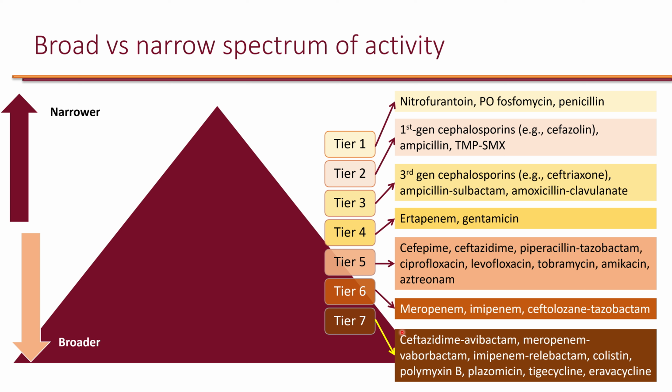And in most hospitals, tier 7 and as well as sometimes some agents from tier 6, such as ceftolozane tazobactam, they're typically restricted. So you would need approval from the ID team to be able to use these agents, not only because you want to reserve them for resistant pathogens, but also these are pretty expensive.